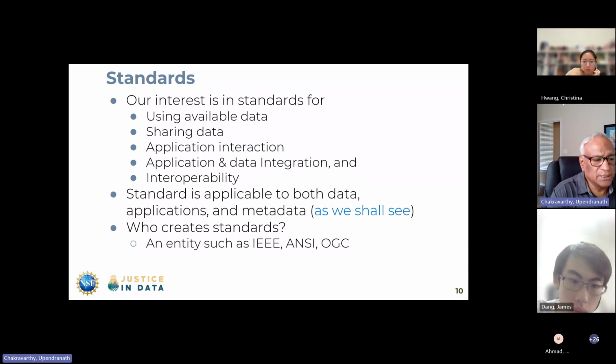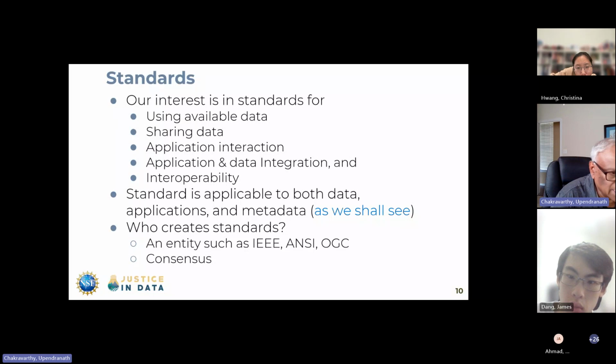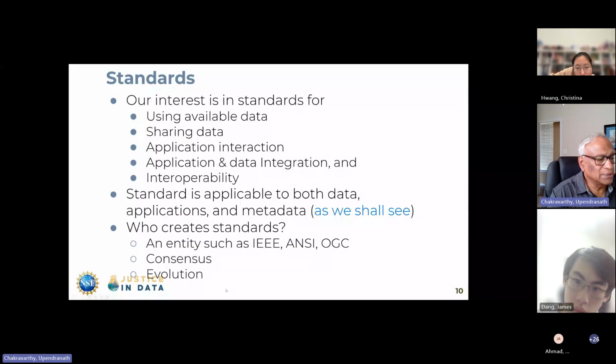As we shall see, who creates standards? Entities such as IEEE, ANSI, OGC, by consensus. So a standard has to be consensus-based and something that would be useful to a very large community, and hence you are trying to enforce that. It also happens as evolution. You keep using certain things, find the utility of that, and then it becomes a de facto standard that everyone is comfortable with using.